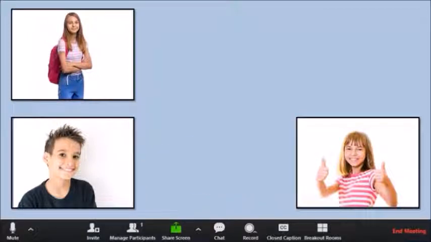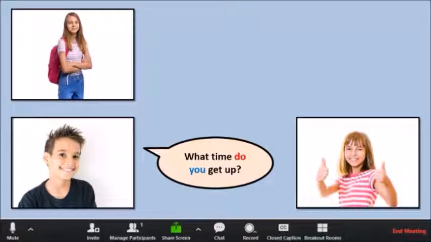Muy bien. Y como dijimos antes, entonces estuvimos trabajando con la rutina de ella. Muy bien. Si tuviesen que hacerle preguntas a Anna sobre su rutina, ¿qué preguntas le podrían hacer? A ver, vayan escribiéndolo en el chat. Okay, very good. Podríamos preguntarle, por ejemplo, what time do you get up? What time do you get up?